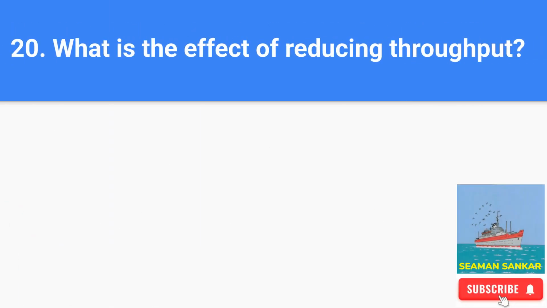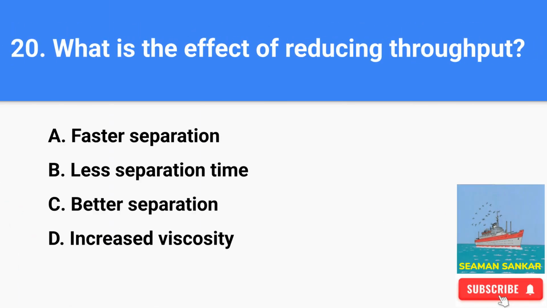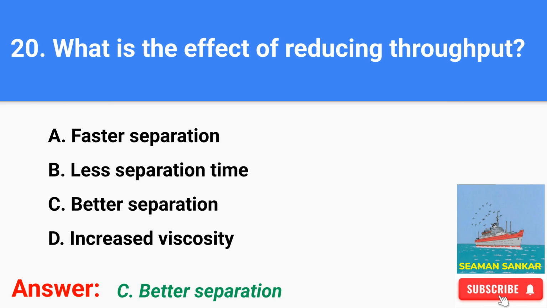Question 20. What is the effect of reducing throughput? A. Faster separation. B. Less separation time. C. Better separation. Or D. Increased viscosity. The correct answer is C. Better separation. Reducing throughput allows the oil more residence time in the purifier.